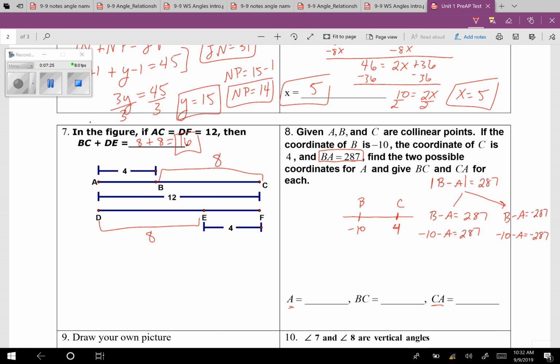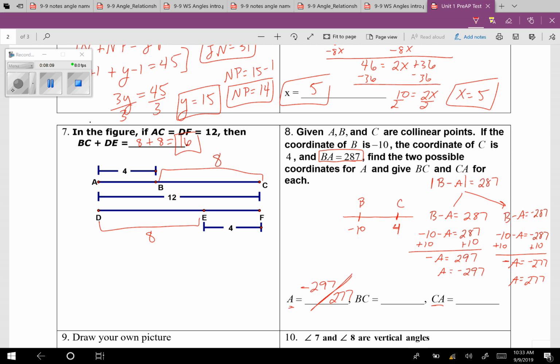And then now you have to solve this for A. So add 10, add 10. So negative A is equal to 297, which means that A is equal to negative 297. Okay. And then go over here. So that's 1, negative 297. And then over here you have to solve it. Add 10 again. So negative A is equal to negative 277, which means that A is equal to positive 277. You just divide by -1. So that's how you find the case for point A.